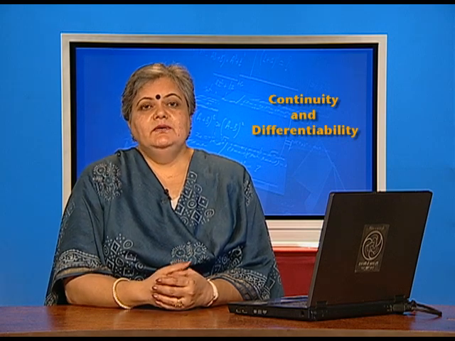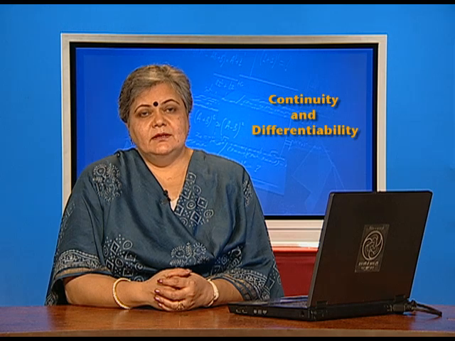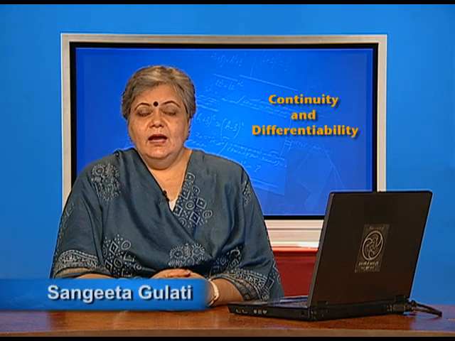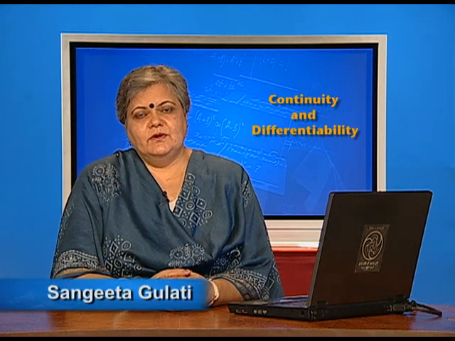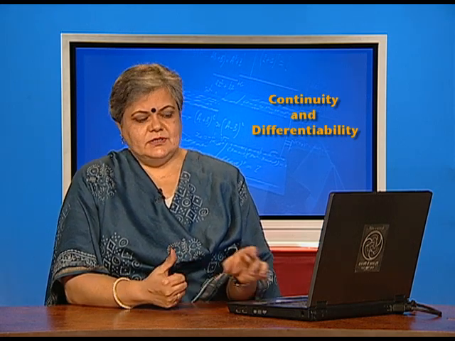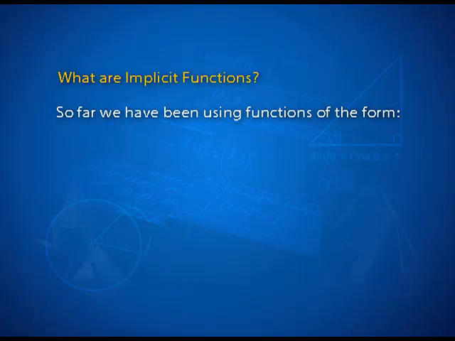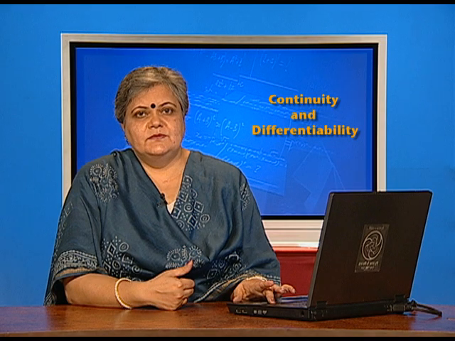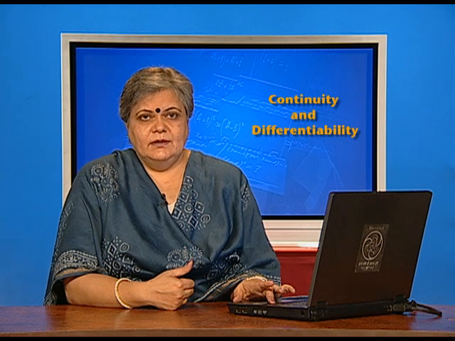Hello viewers, today we are going to discuss two special methods of finding the derivatives of implicit functions and also the inverse trigonometric functions. What exactly do we mean by implicit functions? So far we have been using functions of the form y equal to f of x, where we had y is equal to sine square 2x plus 1, or y equal to x cube plus 2x minus 1, or y is equal to under root 1 minus cos x by 1 plus cos x, and you could find their derivatives with the appropriate rule applied.